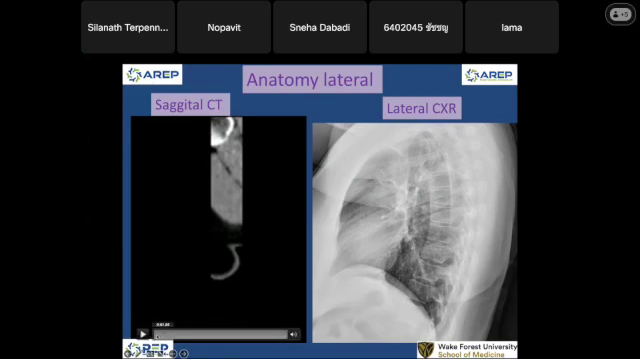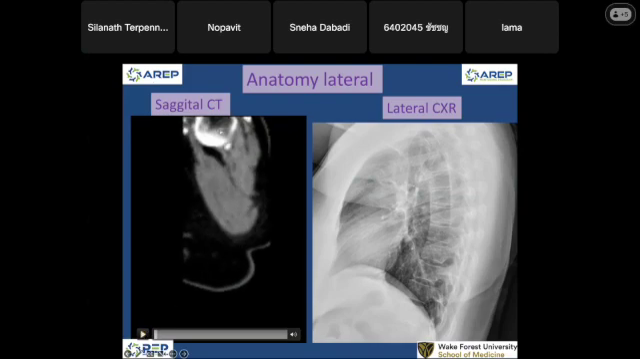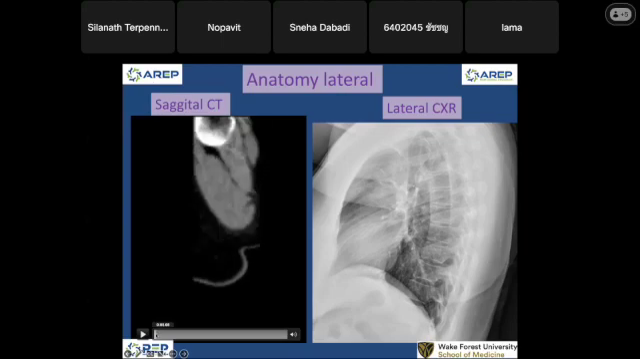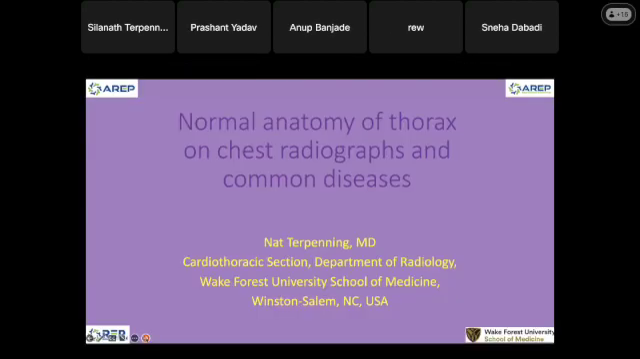So these are reconstructed images on sagittal, compared to the lateral chest radiograph from the beginning. Start seeing the humeral head. All right, so we're gonna start now.